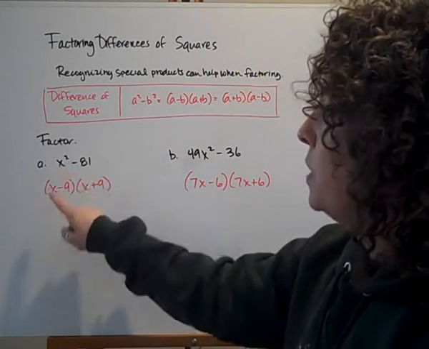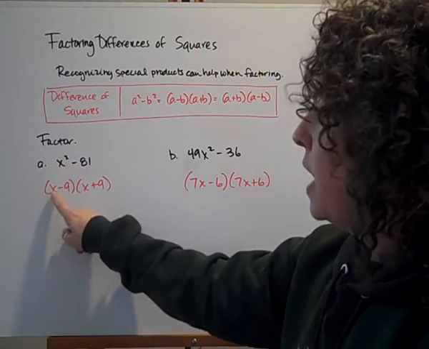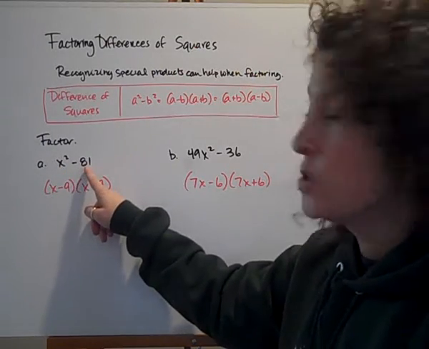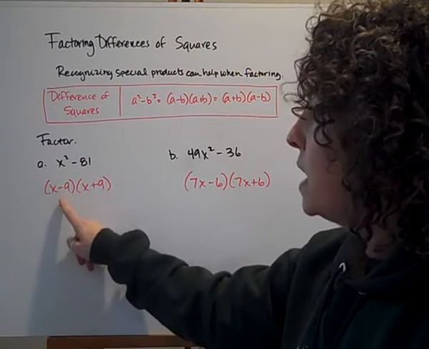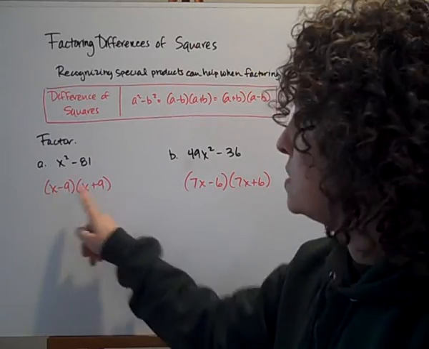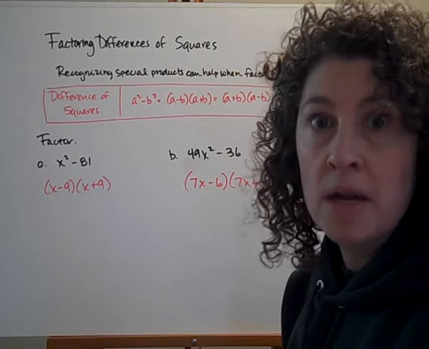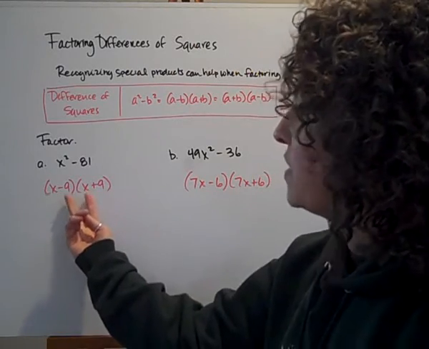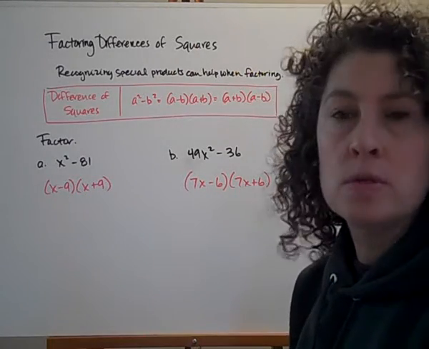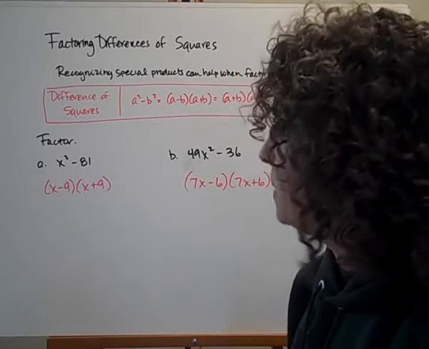So I'm going to break that up into the square root of the first term, x and x, the square root of the last term, 9 and 9, and then one has a negative and one has a positive. So one is subtracting, one is adding. So x minus 9 times x plus 9. And that is our factor. We always want to check to make sure there's nothing else we can do here, and neither one of those can be broken down into factors any more than that.